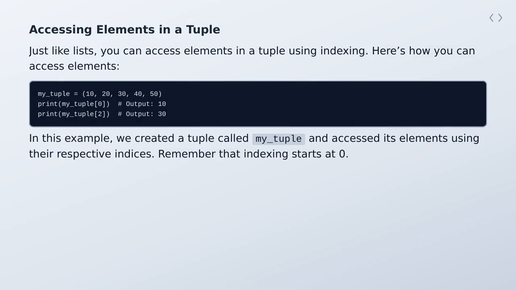This section covers accessing elements in a tuple. Just like lists, you can access elements in a tuple using indexing. Here's how you can access elements. The samples on screen walk through this step. Take a moment to read through them. In this example, we created a tuple called my_tuple and accessed its elements using their respective indices. Remember that indexing starts at 0.